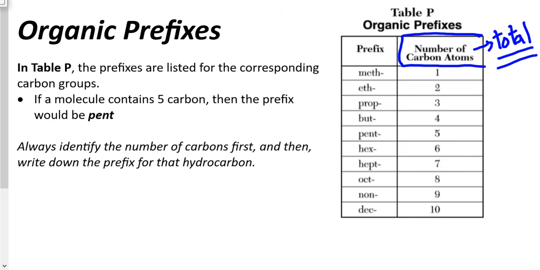I would highly recommend you guys to memorize these prefixes instead of just looking at reference table P. For example, if a compound has only 1 carbon, the prefix would be meth. If a compound has 2 carbon, the prefix would be eth. If a compound has 3 carbon, the prefix would be prop. If a compound has 4 carbon, the prefix is going to be but, not butt, right? So keep that in mind as we go forward.